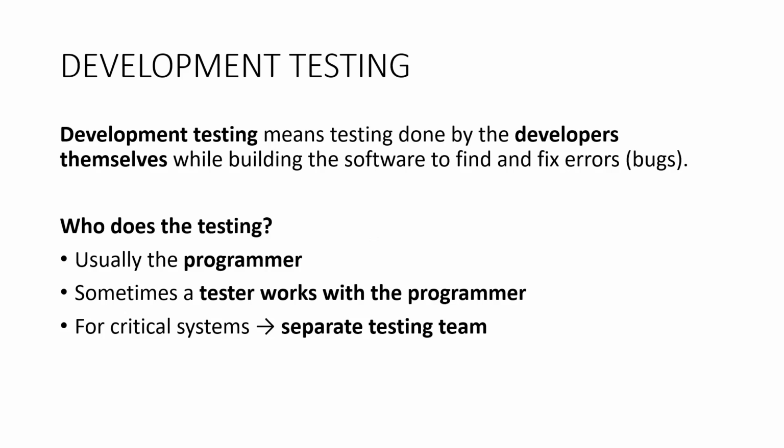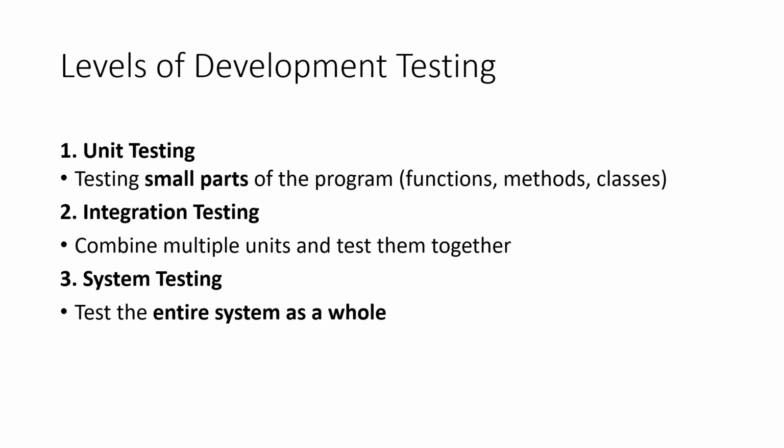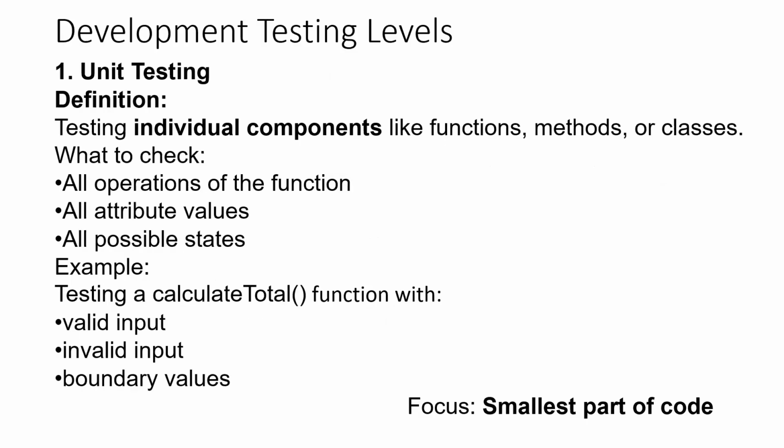So there are three levels of development testing: unit testing, integration testing, and system testing. What do we call unit testing? I'll explain. Unit testing is testing individual components like functions, methods, or classes. For example, only the login page will be tested.